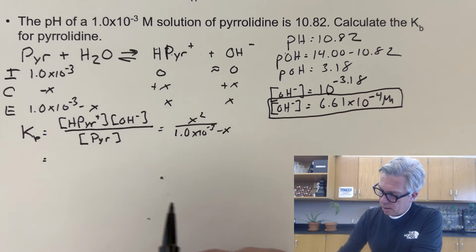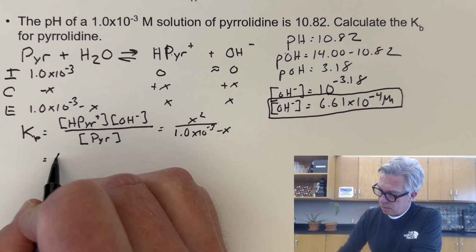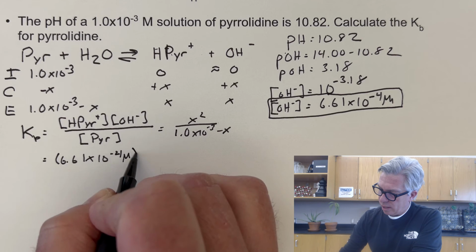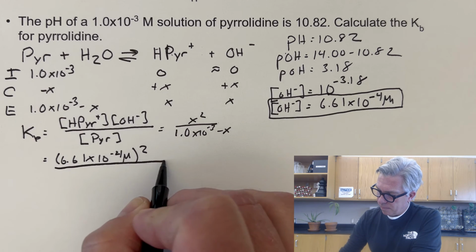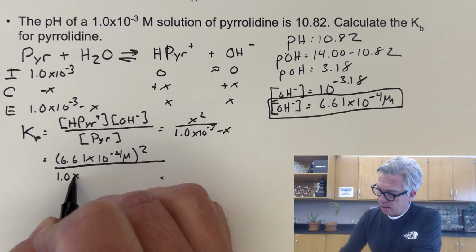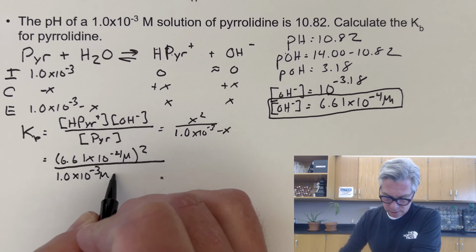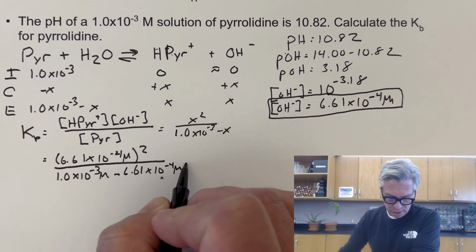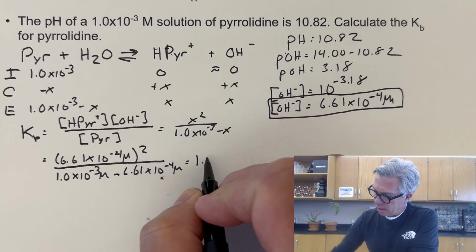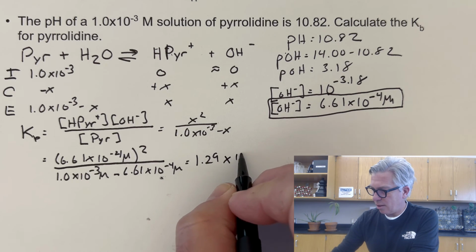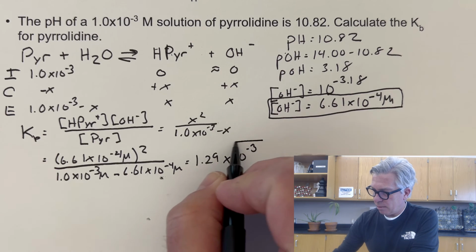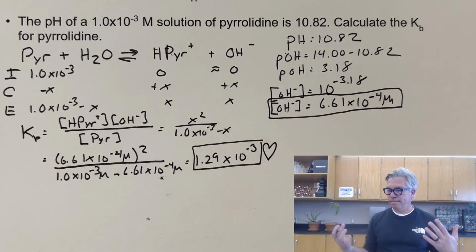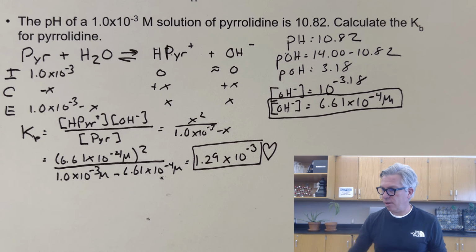So we're going to do 6.61 times 10 to the minus fourth moles per liter squared over 1.0 times 10 to the minus third minus 6.61 times 10 to the minus fourth. And when I punch that all through the calculator, I get 1.29 times 10 to the minus third as my Kb value. So yeah, hopefully you're able to follow that along.